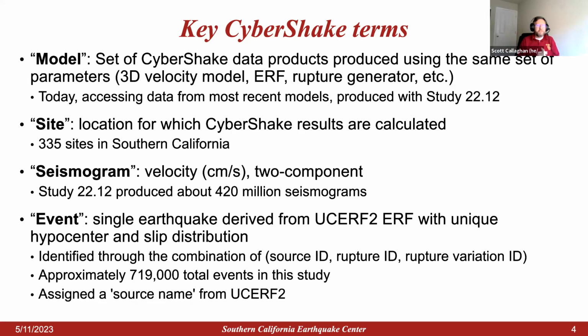There are about 720,000 total events in this study. As I mentioned earlier, for any particular site, we use a subset because we have that 200-kilometer cutoff, and so some events fall within that cutoff and some don't, depending on exactly where you are in the box. Also, each event has a source name assigned, so the San Andreas or the Newport-Inglewood, the traditional name you would think of that goes along with a fault.